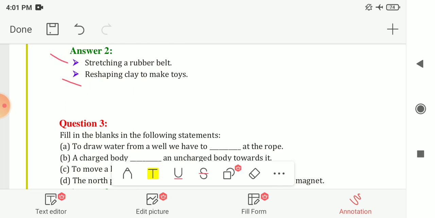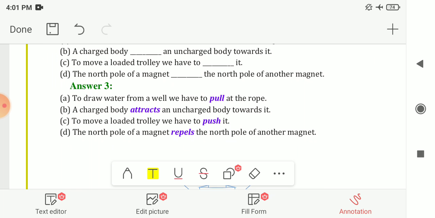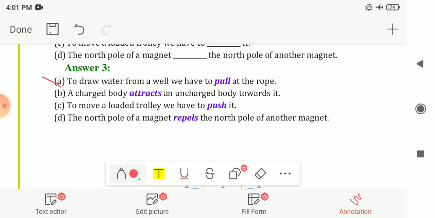Next is question number 3, that is, fill in the blanks. The first one: to draw water from a well, we have to blank the rope. So here your answer is pull. We have to pull the rope, or you can say we have to apply force, so you can write pull as well as apply force. Next: a charged body blank an uncharged body towards it. So here your answer is attracts. The charged body attracts an uncharged body towards it.